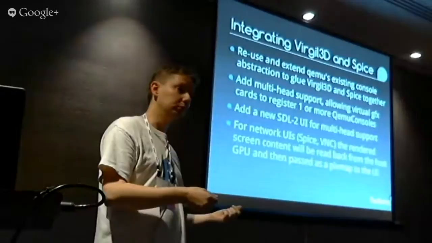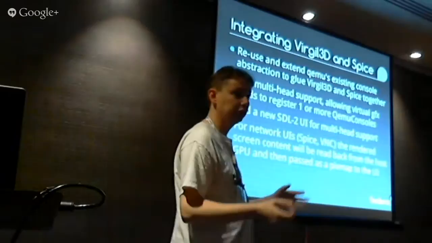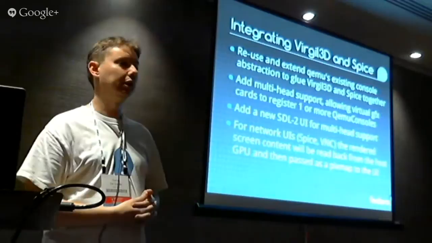And for network UIs like SPICE and VNC, the rendered screen content can be read back from the host GPU, which is expensive and slow. We want to avoid that, but for remoting, at the moment, that's probably the first step. Later on, maybe we can do something smarter. And then that has a data map to the UI, so in this case, to the SPICE remote display component. And that will then be sent on its way through the SPICE client over the network.